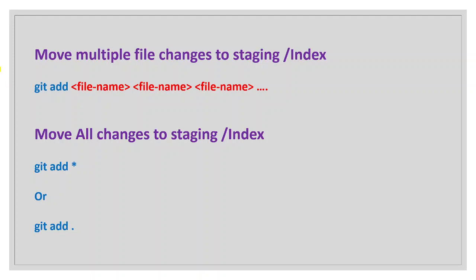And if you want to move multiple files to staging from the working directory, we have another command, git add. You can specify multiple file names there using space, and those files will be moved to staging. In the same way, if you want to move all the files or all the changes to staging or index, you can use git add star or git add dot. I'm not sure, but I think on a few machines it works with dot and on a few it works with star. I'm not sure why. On my machine it works with star only.